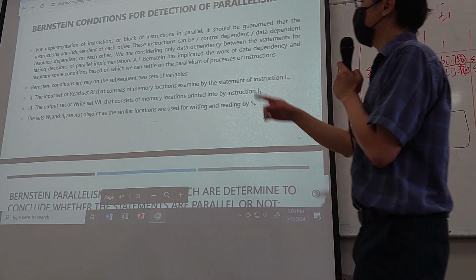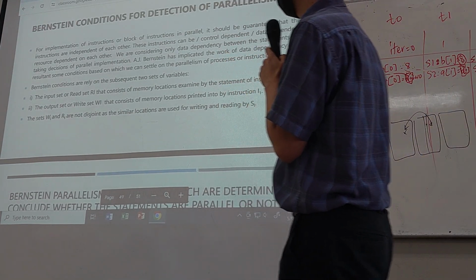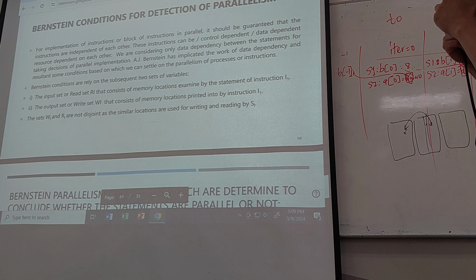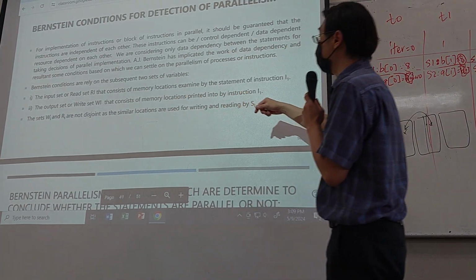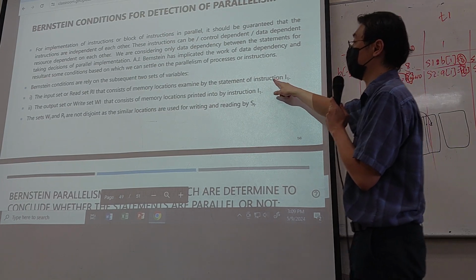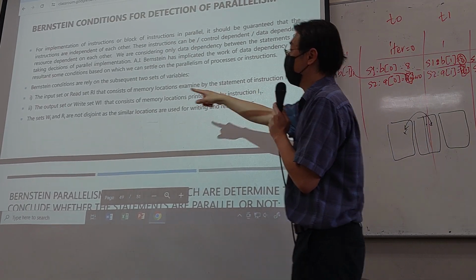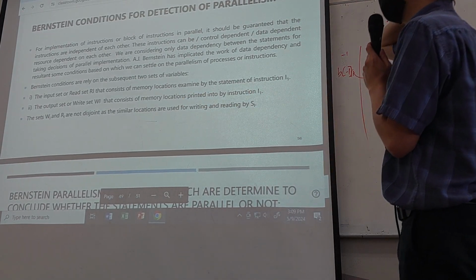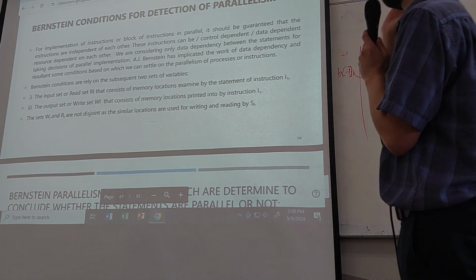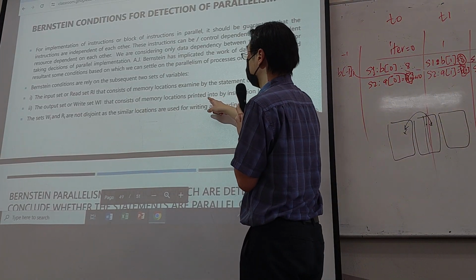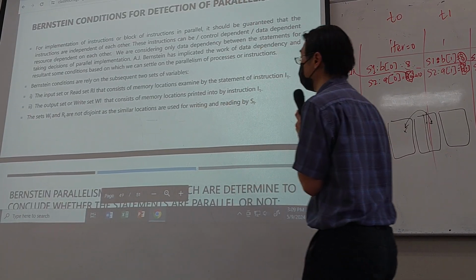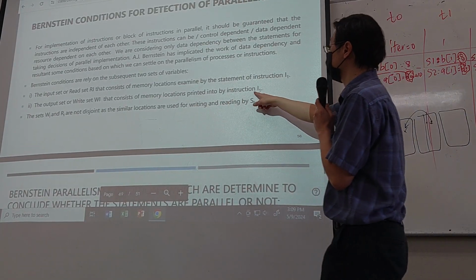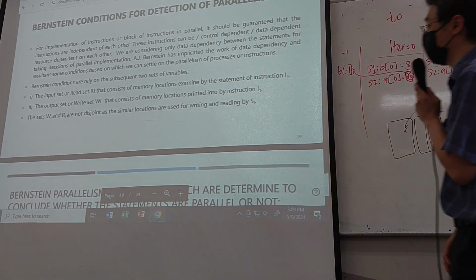So the input set, or read set, we call it Ri, consists of memory locations examined by the statement or instruction A1. And the output set is Wi, or write set, consists of locations where it is written into by instruction A1. This is just terminology.